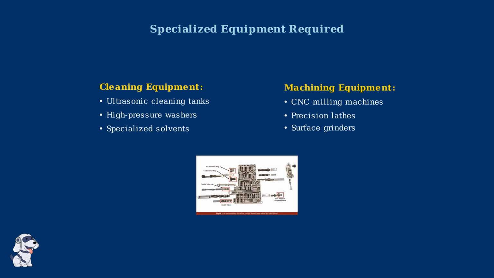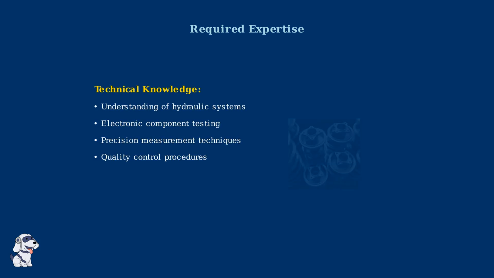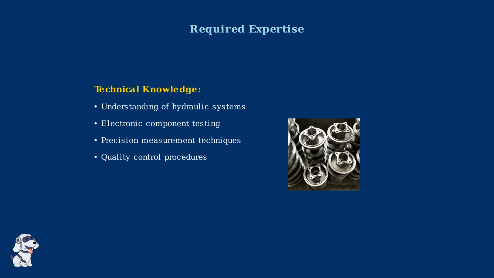This disassembled valve body shows the complexity of components that must be individually inspected, cleaned, and potentially remachined during the remanufacturing process. Beyond equipment, remanufacturing requires specialized expertise and knowledge that takes years to develop. The human element is crucial for quality remanufacturing. Technicians must understand complex hydraulic systems, electronic component testing, and precision measurement techniques. Quality control procedures ensure each remanufactured component meets strict standards.